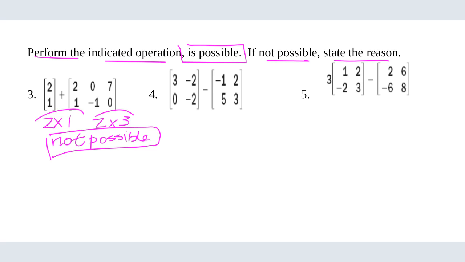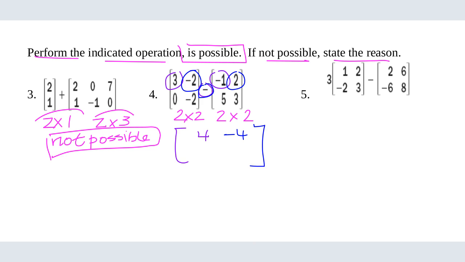So now we're going to subtract. Make sure to check for dimensions first. The dimensions are the same, so we're then going to do it. So 3 minus -1 is 4. -2 minus 2 is -4. 0 minus 5 is -5. -2 minus 3 is -5.